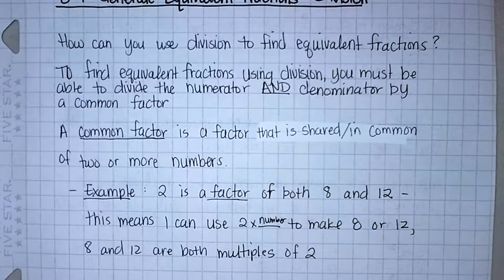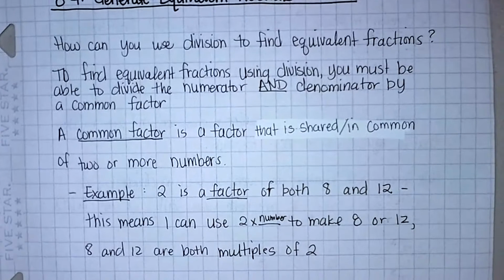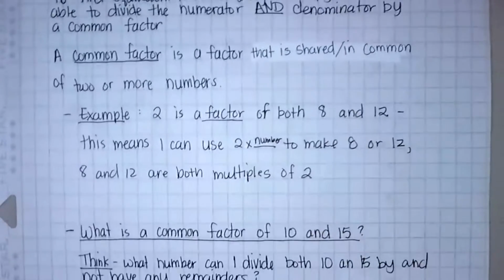So 8 and 12 are both multiples of 2, which means I can skip count by 2s to get to 8, and I can skip count by 2s to get to 12. So let's take a look at an example.